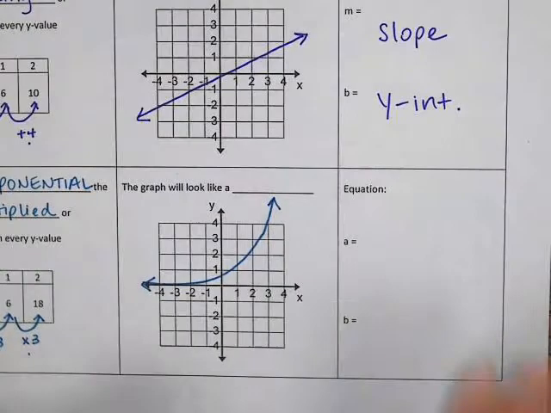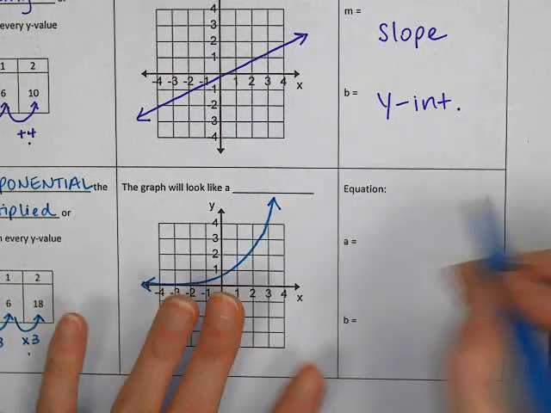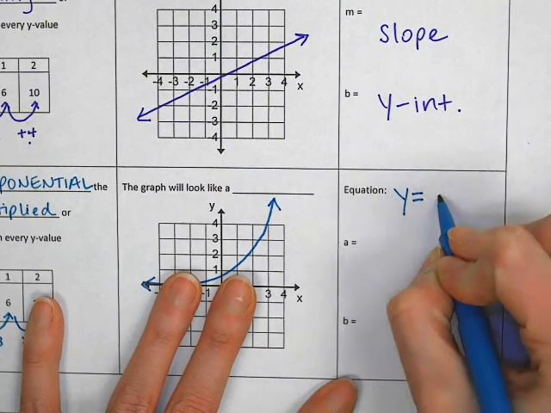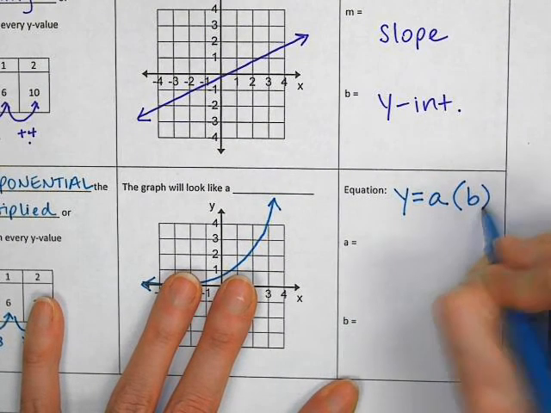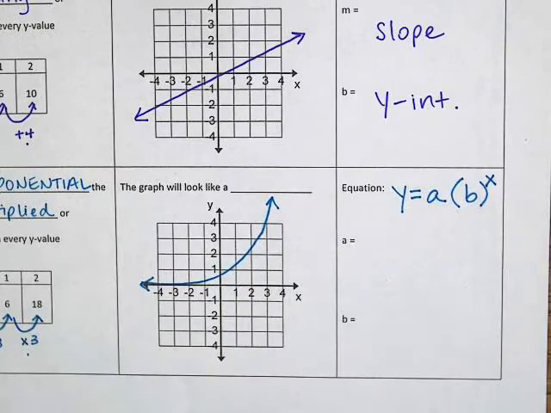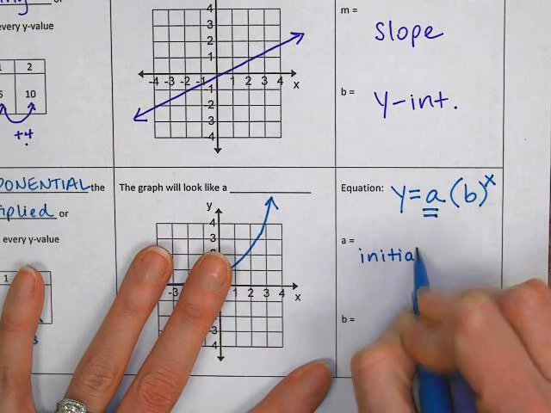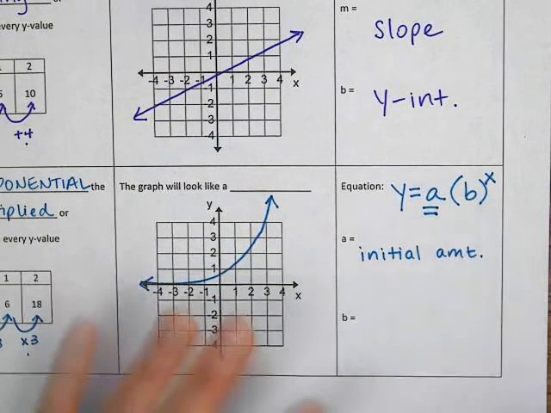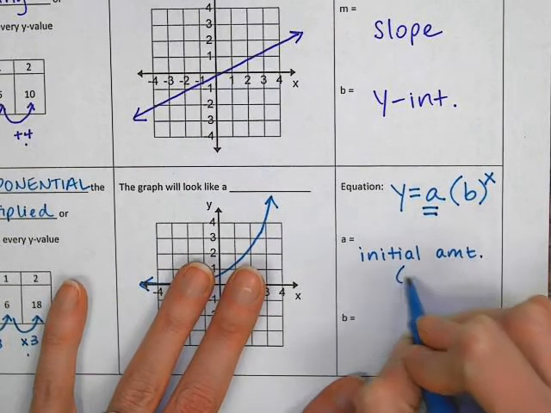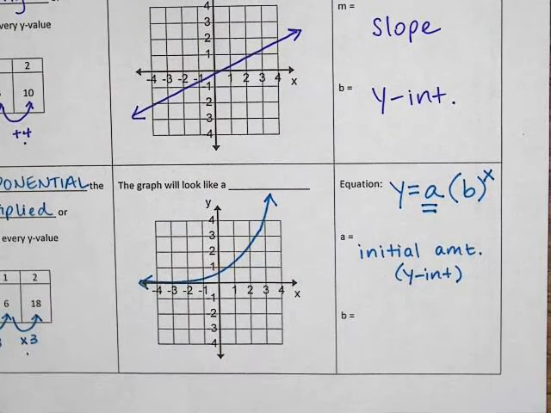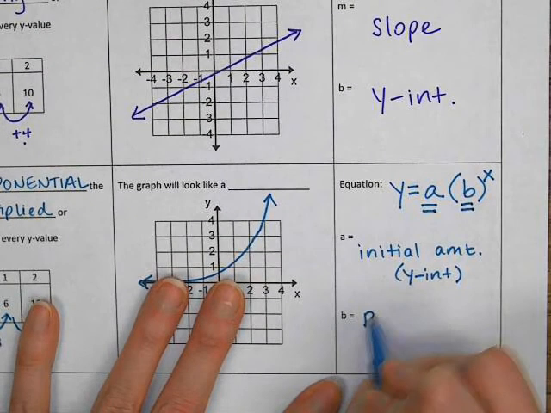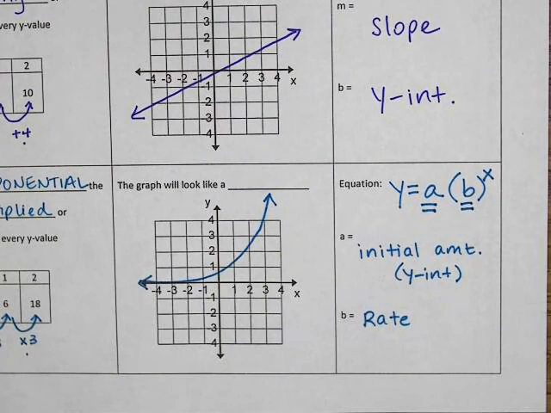Okay, and then how do we write its equation? If you think back to the last set of notes, the equation is y equals a times b to the x power. And let's see if you remember what a and b stand for. A, this number out front, is the initial amount, also known as the y-intercept. And the b is the rate of change, the rate of growth or decay.